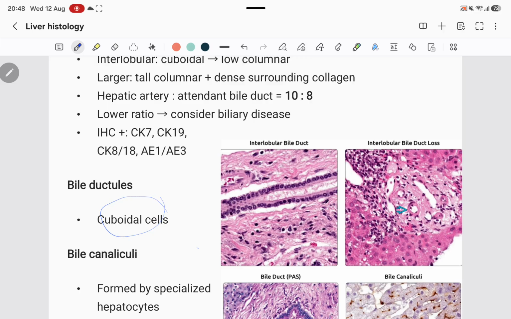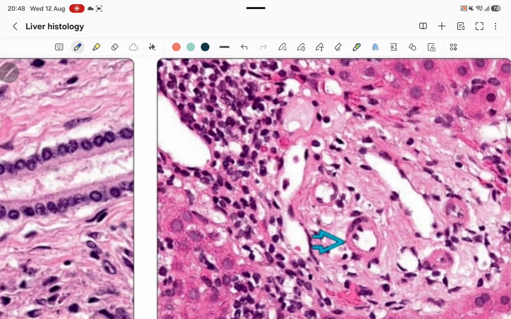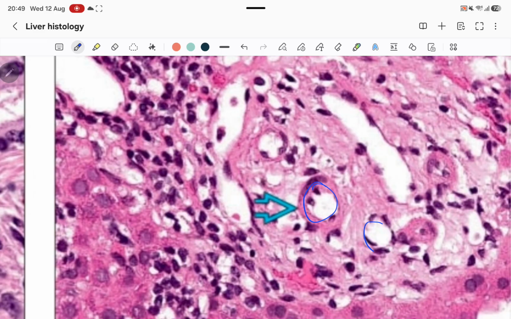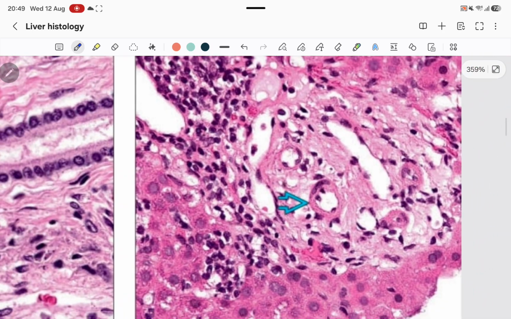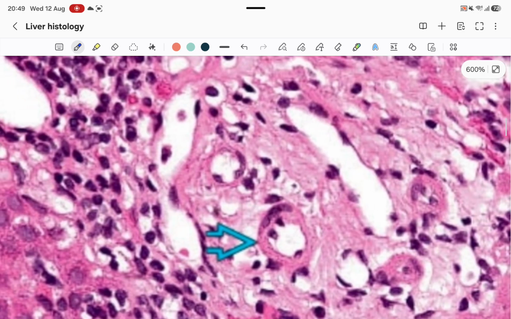Ductules are lined by cuboidal cells, we already established that. So these are ductules or small ducts. Here we have a longitudinal section rather than a cross section. These are arteries. These are probably veins or lymphatics. This is definitely a vein. Infinity, infinity, infinity. I cannot see the bile duct here. Maybe I'm wrong, maybe this is the one, but I suppose these are arteries.